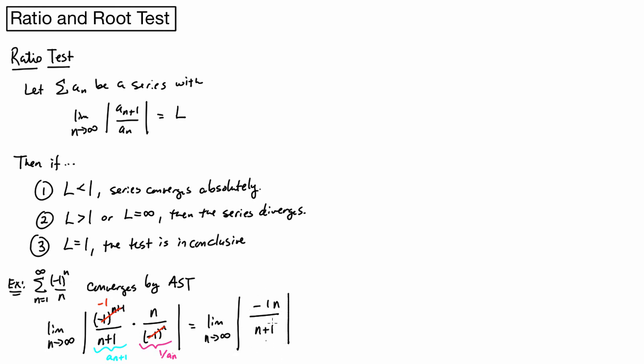So what is the limit of this term? Well, the absolute values are going to take care of that pesky negative, so we're going to get n over n plus 1. The limit of this is 1. So by the ratio test, since the limit was 1, the test was inconclusive.